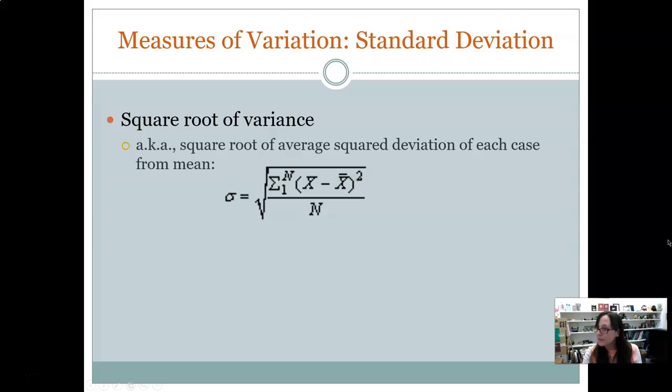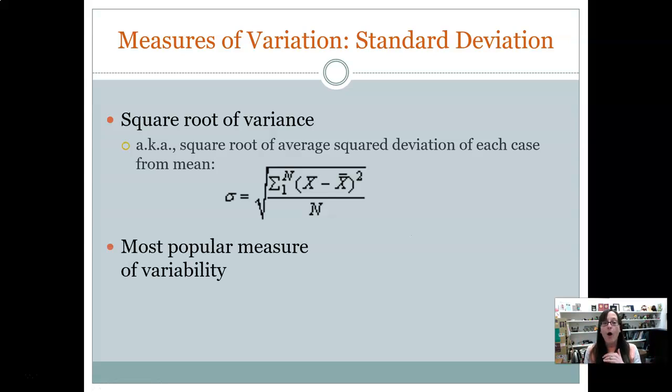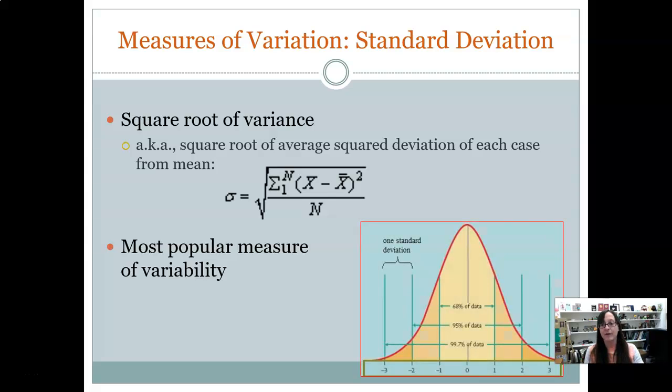So all you do to find the standard deviation is take the variance and square root it. That's all you do, and this is overwhelmingly the most popular measure of variability. Very often you're going to see, well, here's the average and here's the standard deviation. It's because it's the best measure of variation.